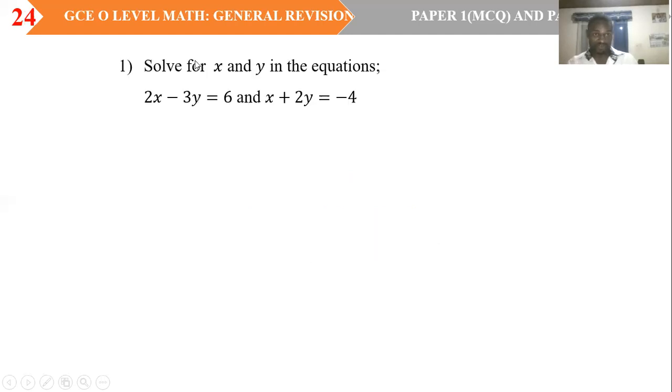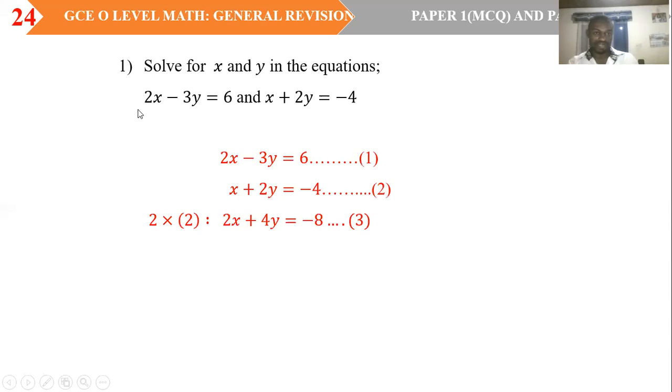Question 1, solve for x and y in the equations 2x minus 3y is equal to 6 and x plus 2y is equal to -4. This is a pair of simultaneous linear equations in 2 unknowns, and I have solved using the method of elimination. We first of all write down each equation, we name it equation 1. The second equation, we call it equation 2.